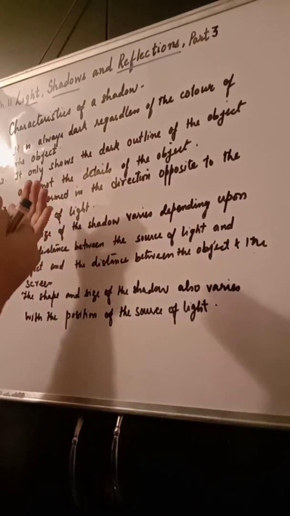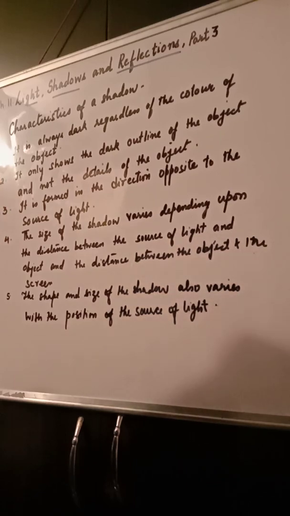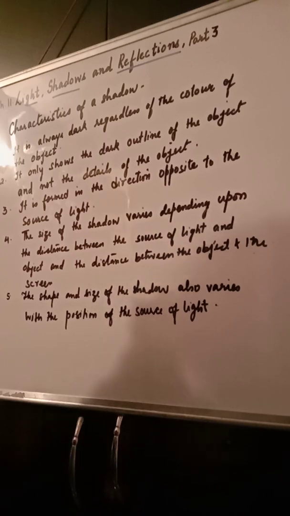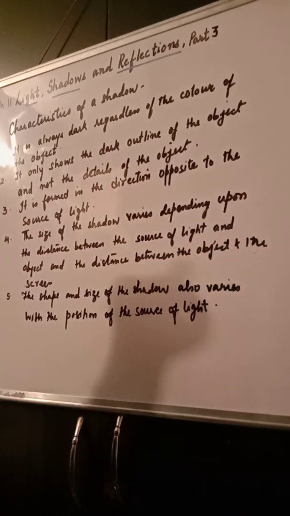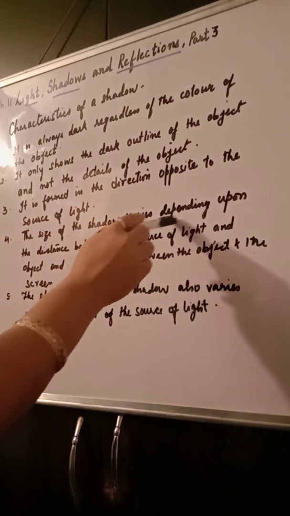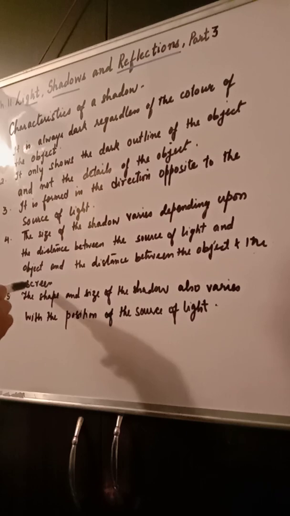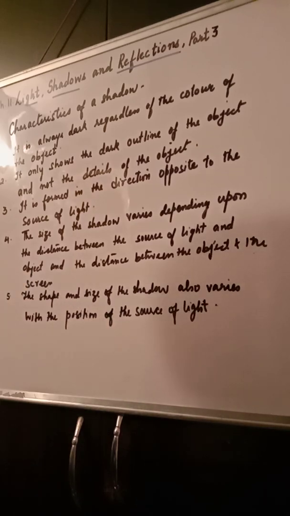Light के opposite जहाँ भी shadow cast होगी, तो वो light के opposite direction में, opposite to the source of light कि उसमें आप देखेंगे shadow बनेगी. Next, the size of the shadow varies depending upon the distance between the source of light and object, which we have just seen in the previous video with the help of an activity.